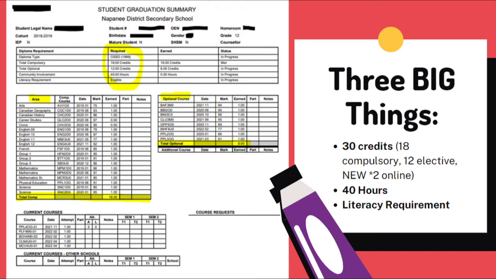On the right-hand side, you probably don't see very much, or maybe you don't see anything at all yet, which is perfectly fine for a student in your shoes. Students don't usually start accumulating elective credits until the second half of grade 10, and then in grades 11 and 12, your elective course count really starts to grow.